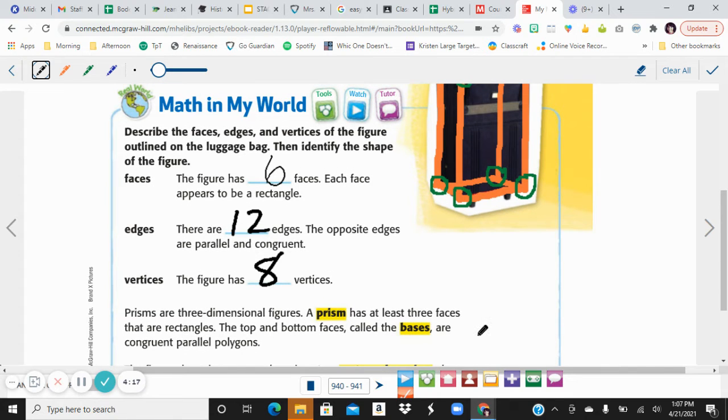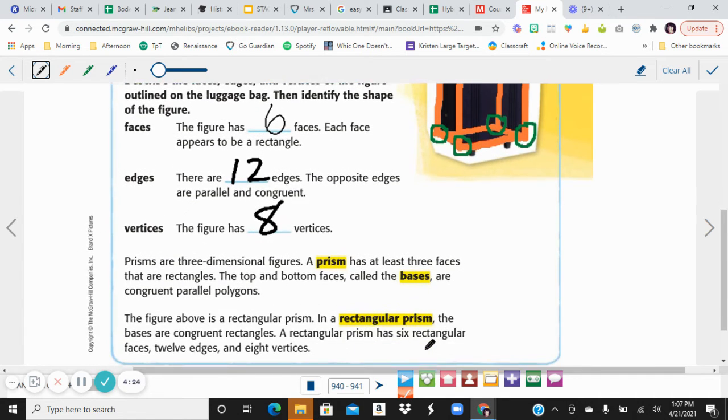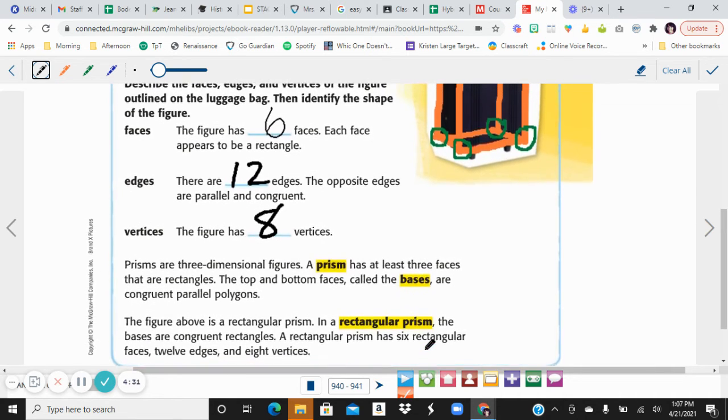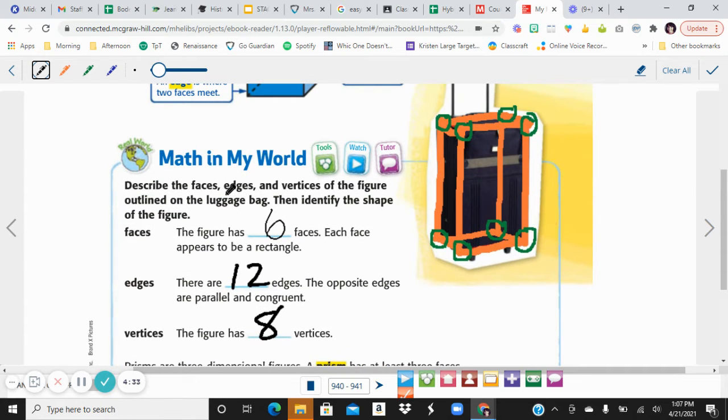Prisms are 3-dimensional figures. A prism has at least 3 faces that are rectangles. The top and the bottom faces are called bases, and they're congruent parallel polygons. So this figure above is a rectangular prism. The bases are congruent rectangles. So we've got this base here. Let me change my pen to blue. This bottom base here is a rectangle, and it is congruent to this top base here, which is also a rectangle.